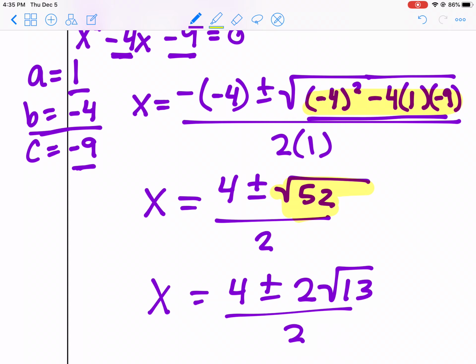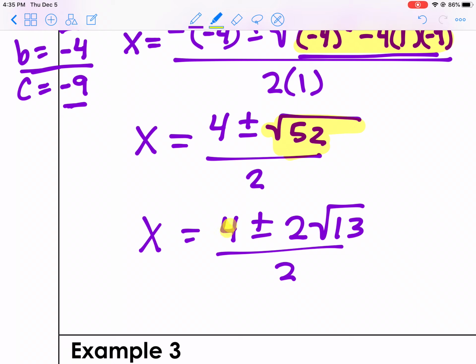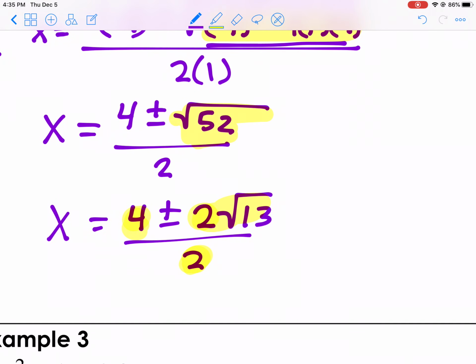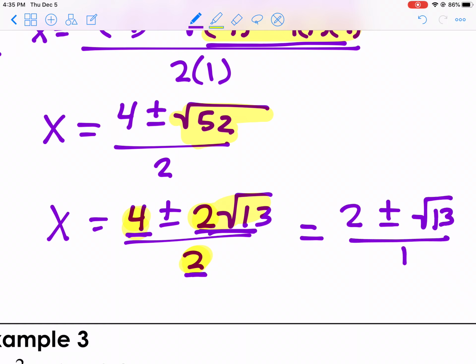all over 2. Okay, notice that each of these elements are even, right? We have 4, we've got 2 root 13, and 2. So I'm going to divide each of them by 2 to finish off my step of simplifying. So 4 divided by 2, that's 2. 2 root 13 divided by 2 is 1 root 13, or I can just write square root of 13. 2 divided by 2, that's 1. I can put this whole thing over 1, but when we've got a number over 1, it's just the number, right? 5 divided by 1 is just 5. So I can just write it without the 1 altogether in this case.